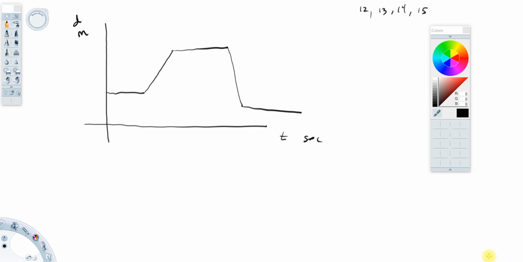I'm making this one to help you Physics 109 students out with numbers 12, 13, 14, and 15 in your Unit 1 homework. All right, so let's chat about number 12.